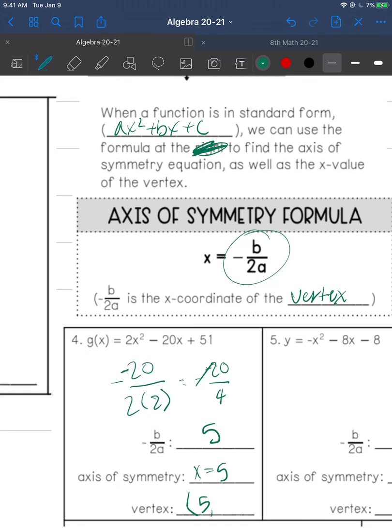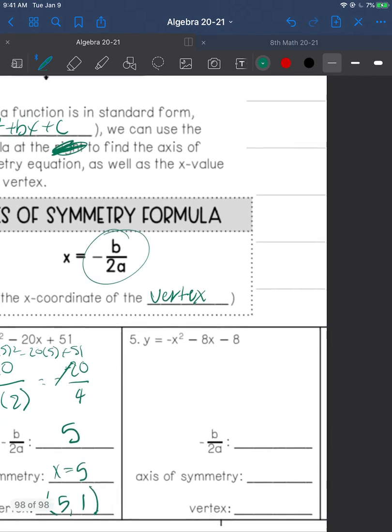And you might be wondering, how do you figure out the y value? Well, we just substitute. Instead of g of x, it's going to be g of 5. 2 times 5 squared minus 20 times 5 plus 51. And you can do all of the calculations, but the answer turns out to be 1.